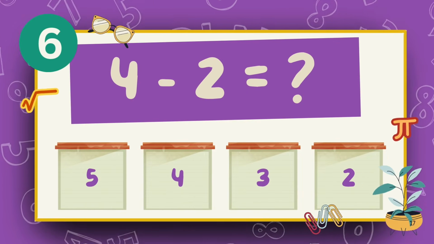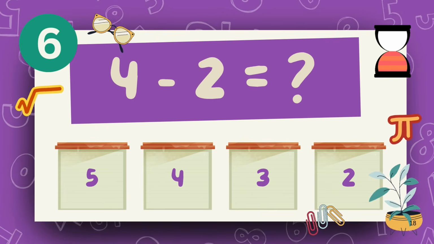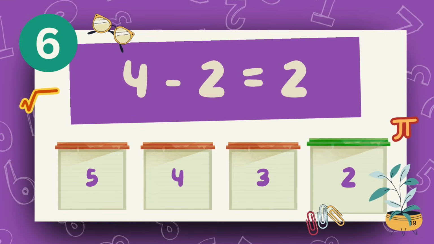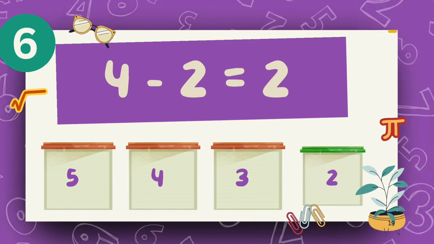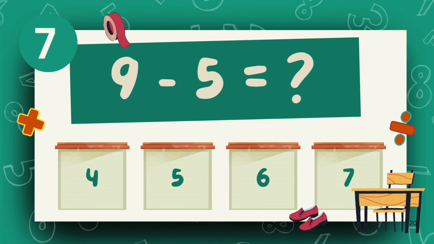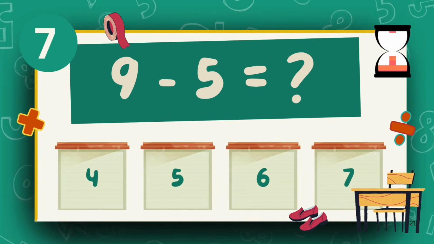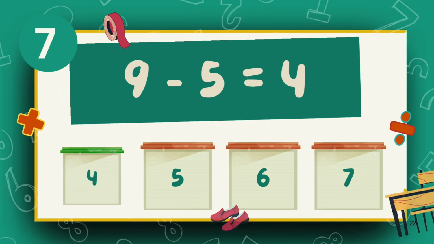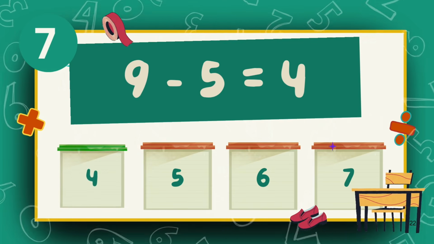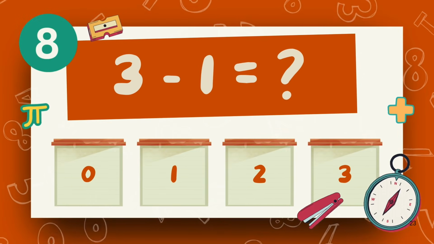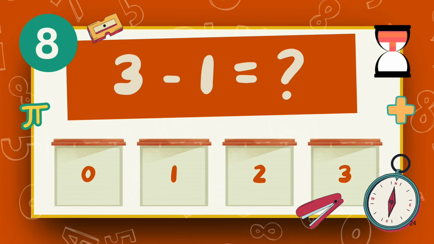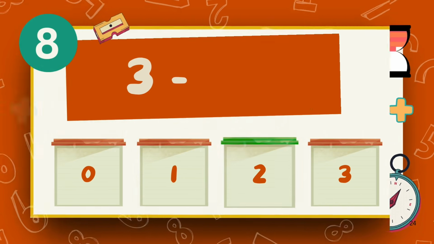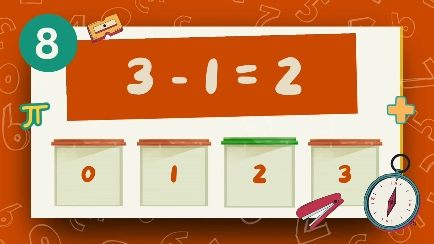What is 4 minus 2? The answer is 2. What is 9 minus 5? The answer is 4. What is 3 minus 1? The answer is 2.